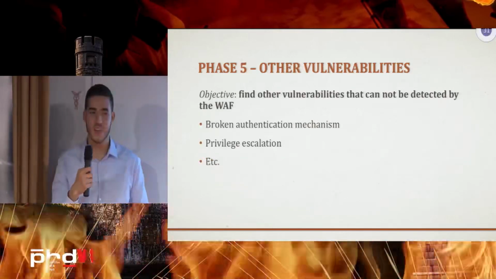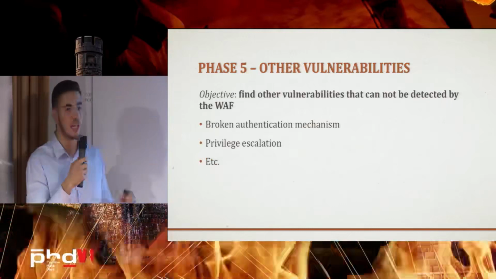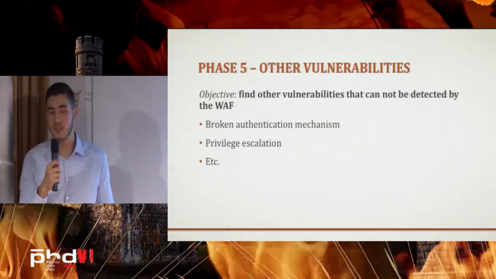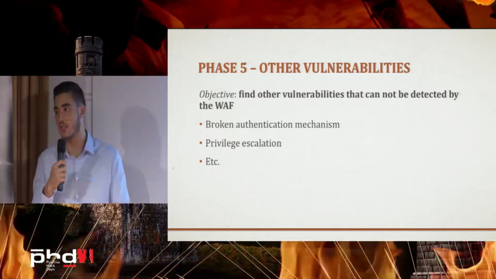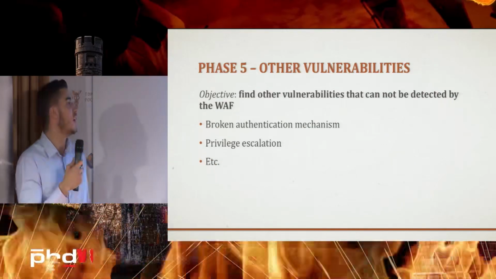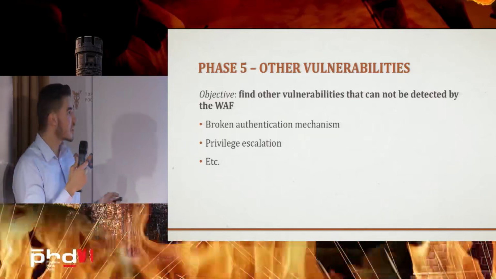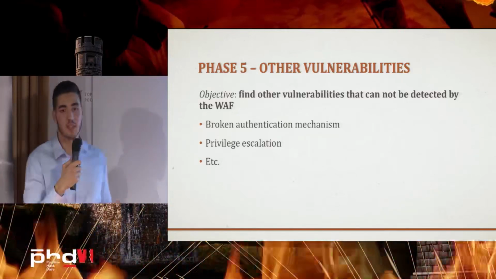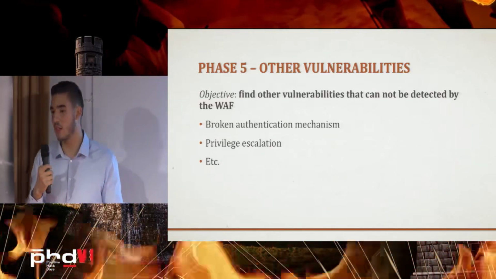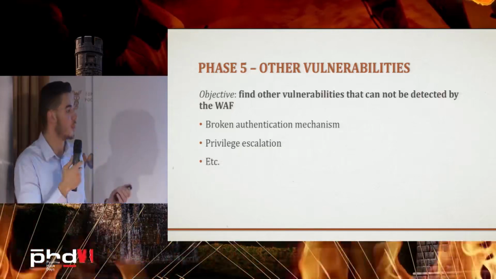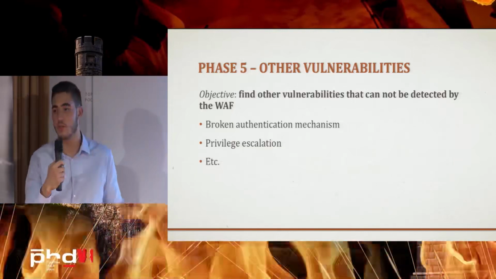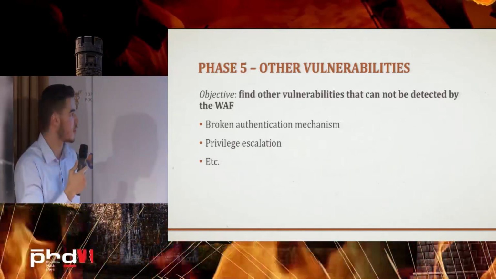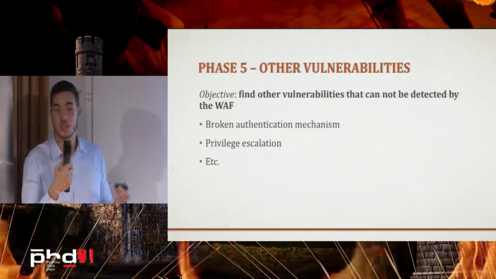Phase 5 is finding other vulnerabilities. So I've tested the application itself without a WAF, then I have tested the application with the WAF and tried XSS and SQL injection. And at the end, what I still can do is to find vulnerabilities that cannot be detected by the WAF. For instance, a broken authentication mechanism or privilege escalation and so on. So if there is a mistake in the source code, if there is a logic mistake.